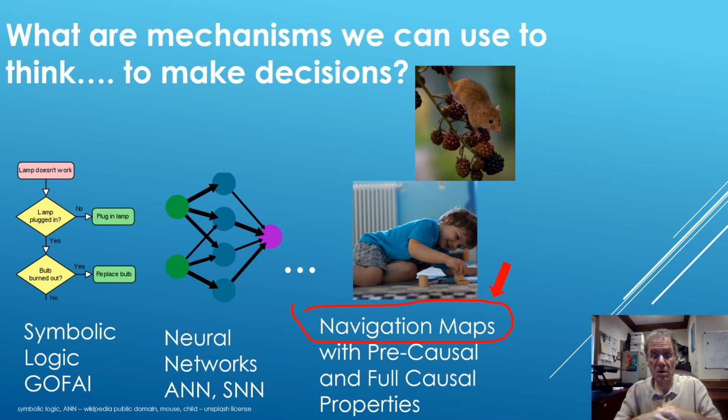Neural networks, artificial neural networks, spiking neural nets, have done some pretty amazing things in the last decade. There are other ways we can get intelligence from systems. I am using something I call navigation maps. It's a symbolic structure with a lot of connectionism within it.